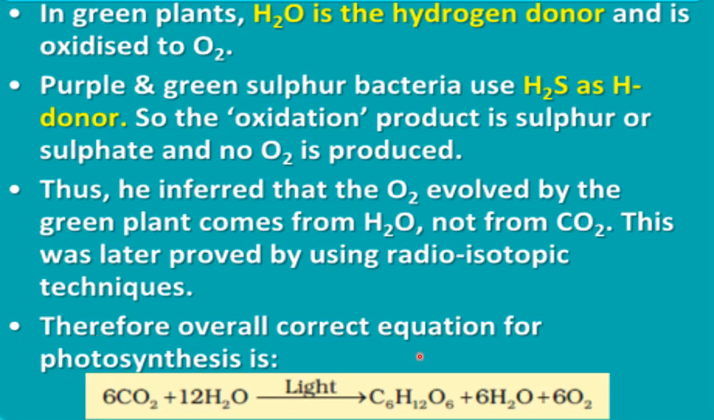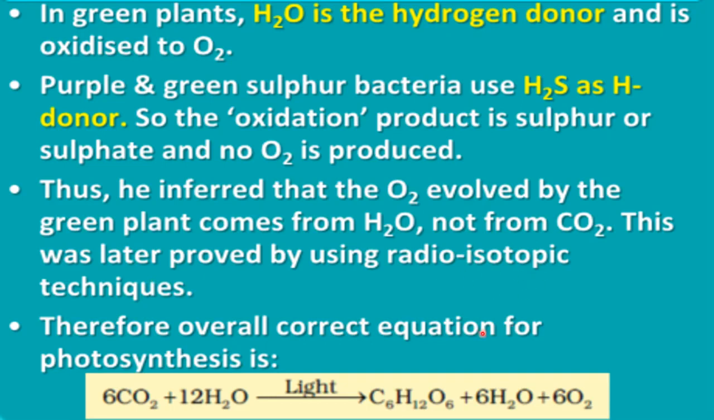Therefore, the overall correct equation for photosynthesis is this. 6 molecules of carbon dioxide and 12 molecules of water, and in presence of light these make 1 molecule of glucose, C6H12O6, with release of 6 molecules of water and 6 molecules of oxygen. So this is the equation for photosynthesis. And this thing we were talking about, that water is releasing oxygen, not carbon dioxide, was later proved by radioisotopic technique.